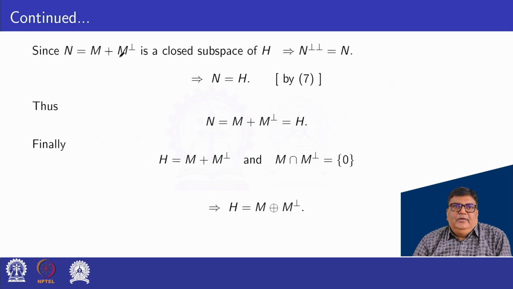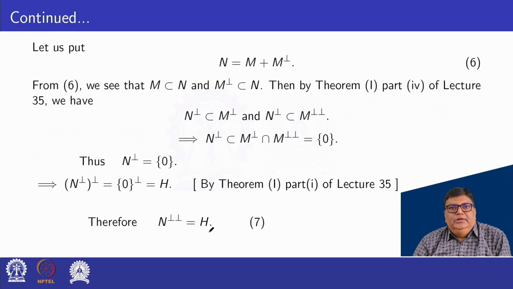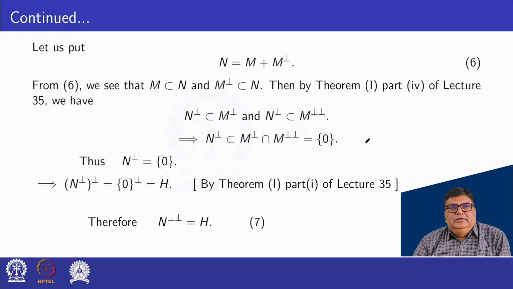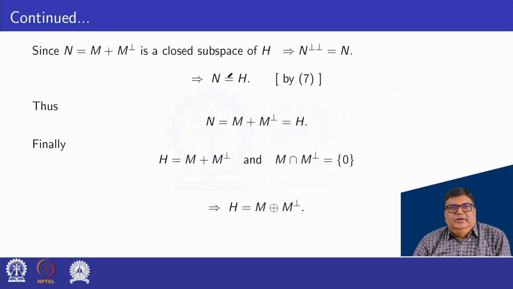Since N is equal to M plus M perpendicular, a closed subspace of H, this implies that N double perpendicular is equal to N. This implies that N is equal to H, because N double perpendicular is H by equation 7. Thus, N is equal to M plus M perpendicular is equal to H, because N is equal to H and N is equal to M plus M perpendicular.